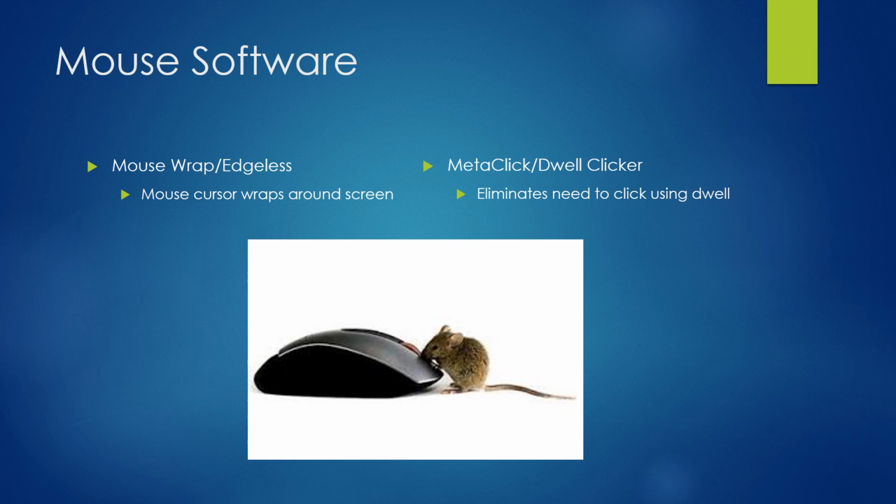The other one is Dwell Clicker, which, similar to the on-screen keyboard, lets you type by hovering. Dwell Clicker gives you a small little menu box on the side of the screen that will be something like left click, right click, double click, and drag, for instance. And you would hover over one of the buttons and then select something on the other side. So it eliminates the need to actually mouse click.